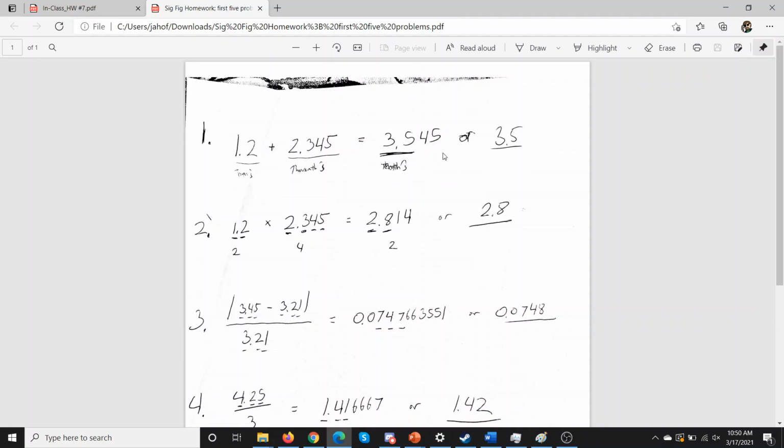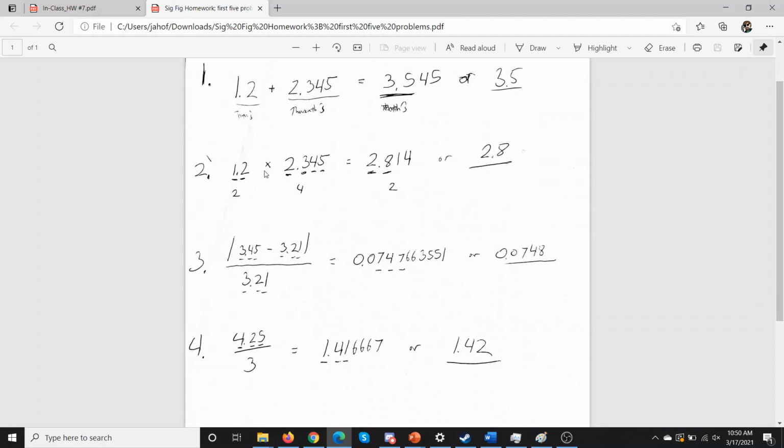You are just fine. Number 2 is multiplication instead of addition. So we do need to count sig fig numbers specifically this time. 1.2 has 2. 2.345 has 4. So you pop them into your calculator, you multiply them to get 2.814, and of the numbers that went into it, 1.2 had fewer sig figs. It only had 2, so our answer should only have 2. So we underline the first 2, and if you wanted to, you could write the precise answer as 2.8.